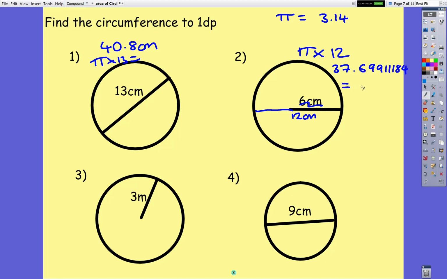37.6991184. Now that actually rounds to, because we've got 1 dp here, box around it. Now next door neighbour is a 5, so it's 37.7 centimetres. Well done if you got that one the first time round. I'll admit I messed up on that one.